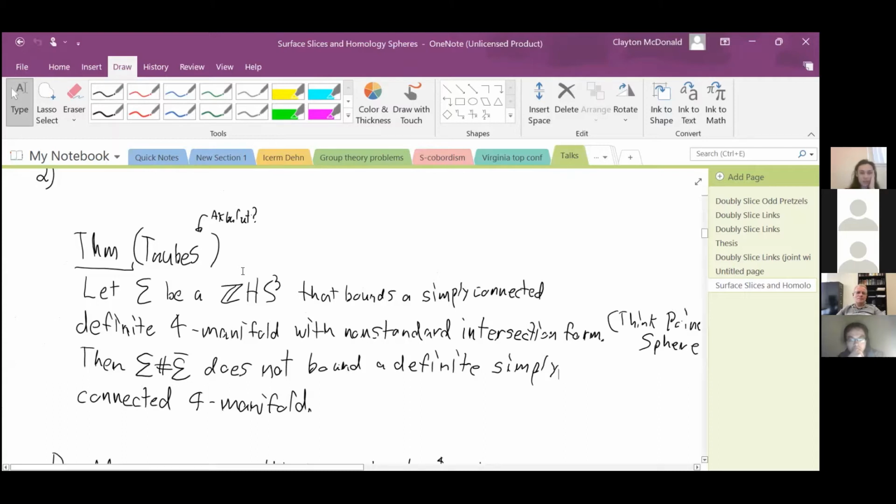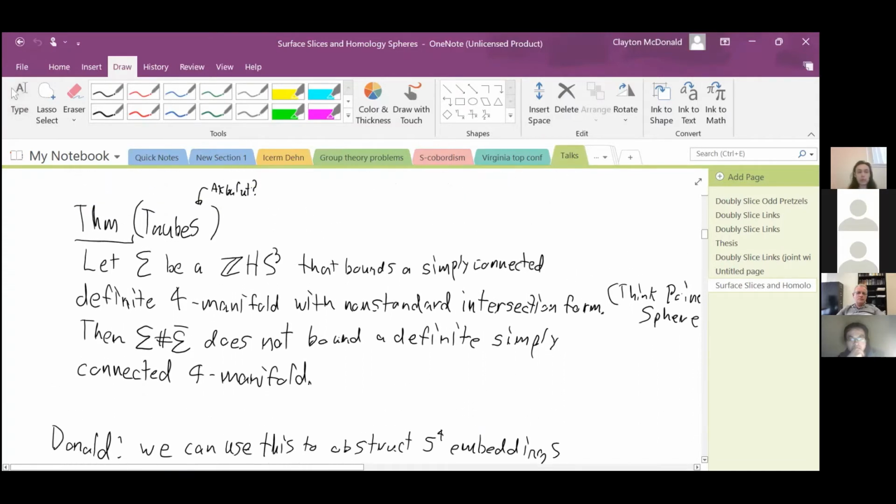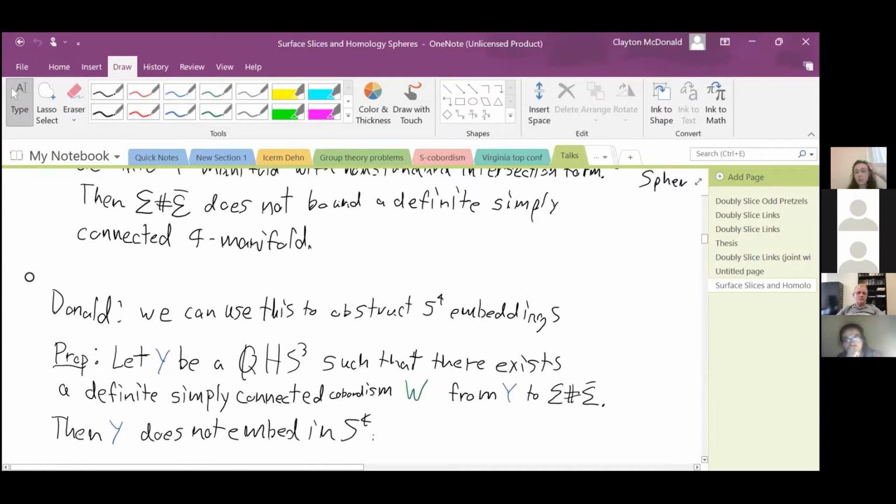All right, so again, we have this manifold that bounds a non-standard definite four-manifold. Then the manifold connect sum its mirror does not bound a definite simply connected four-manifold. Okay, so how do we use this? We need a proper obstruction to embedding in an actual S4, not in a homology S4. And what Andrew Donald noted is that we can use this theorem to obstruct S4 embeddings. So how can we do that? Here's the proposition. Let Y be a rational homology S3 such that there exists a definite simply connected cobordism W from Y to this manifold we were just talking about. Then the conclusion is that Y does not embed in S4.